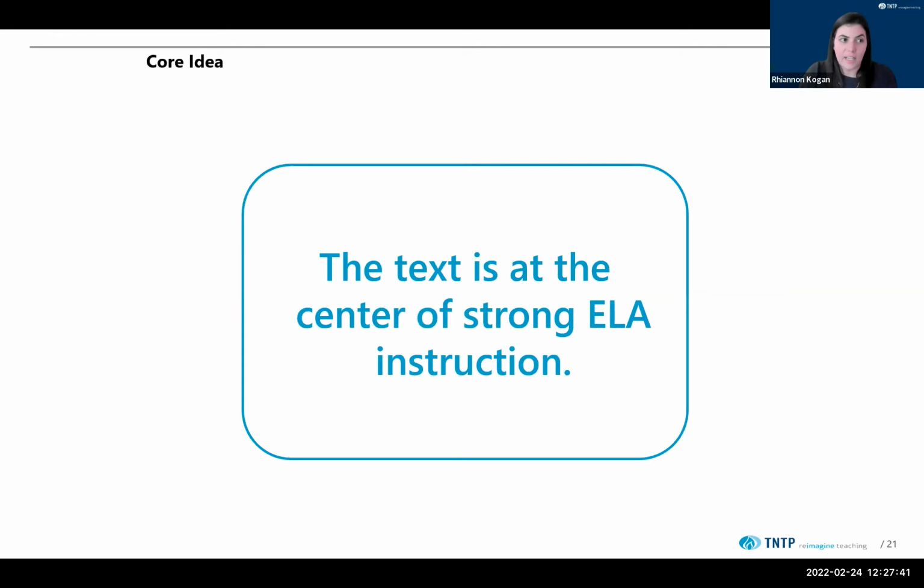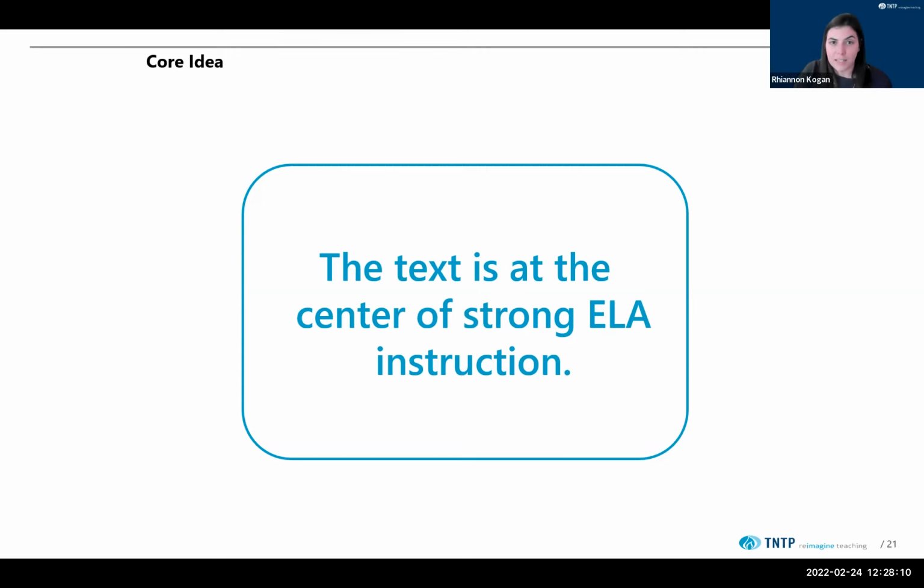So the core idea here is that the text needs to be at the center of learning in an ELA classroom. We want to ask ourselves, are students spending most of their time reading, listening to, writing, and/or speaking about a high quality text that is appropriately complex for the grade? As we transition into exploring TNTP's classroom observation tool, you'll notice that access and time spent grappling with a complex text is at the heart of the tool.